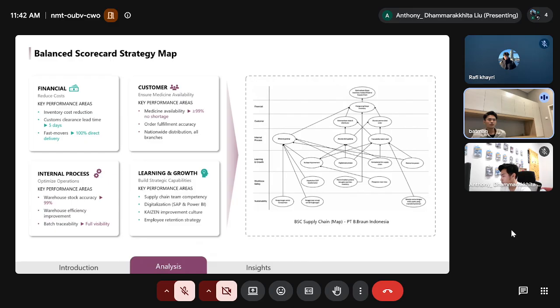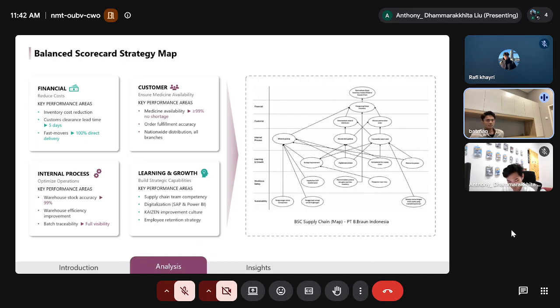The company focuses on lowering inventory costs, keeping customs clearance under 5 days, and delivering fast-moving products directly 100% of the time. The second perspective is customer. The goal is to ensure medicine availability. This means keeping medicine in stock at least 99% of the time with no shortage, improving order accuracy, and distributing to all branches across the country.